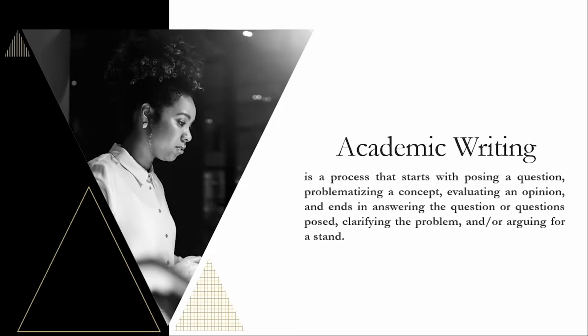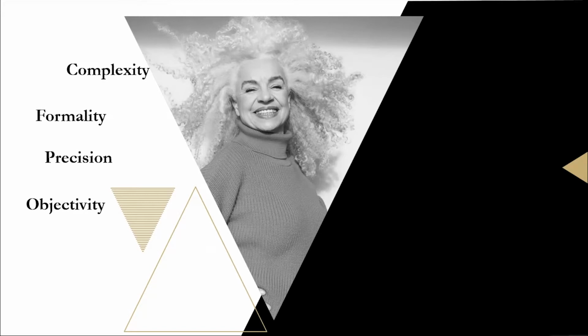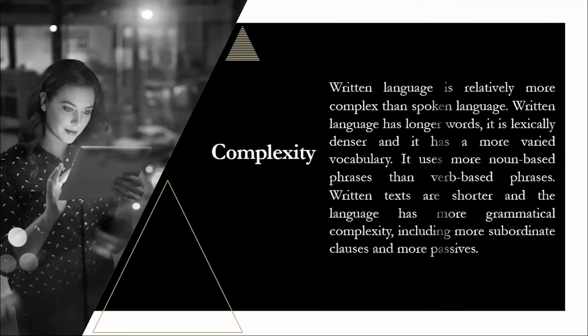Here we have the features of academic writing: complexity, formality, precision, objectivity, accuracy, explicitness, responsibility, and hedging. First one, complexity. Academic writing follows this feature.